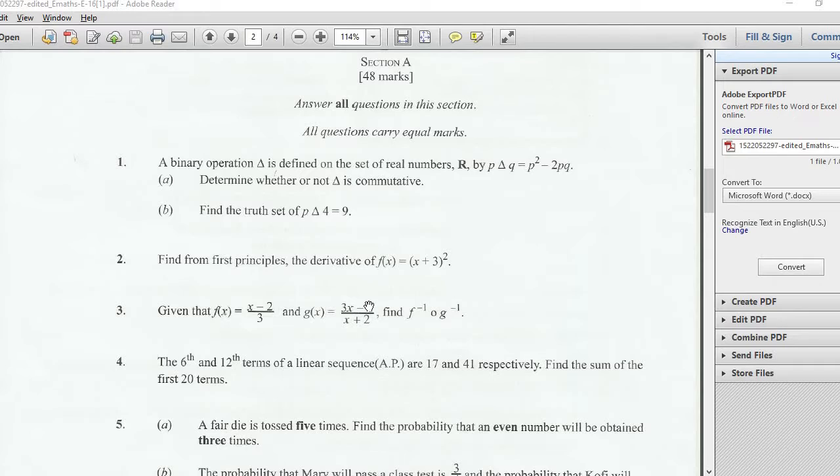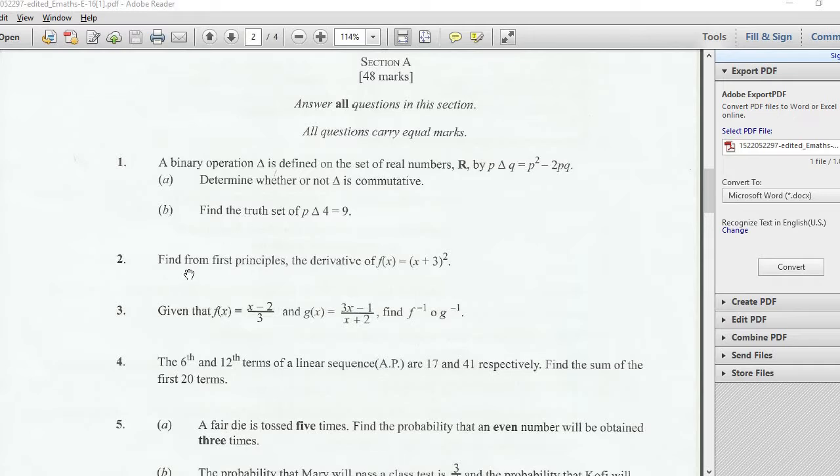The playlist in which we solve WASSCE past questions. In this playlist we are doing elective mathematics. 2016 is the year of this exam. This is paper 2, question number 2. We solved question 1b in the previous video.